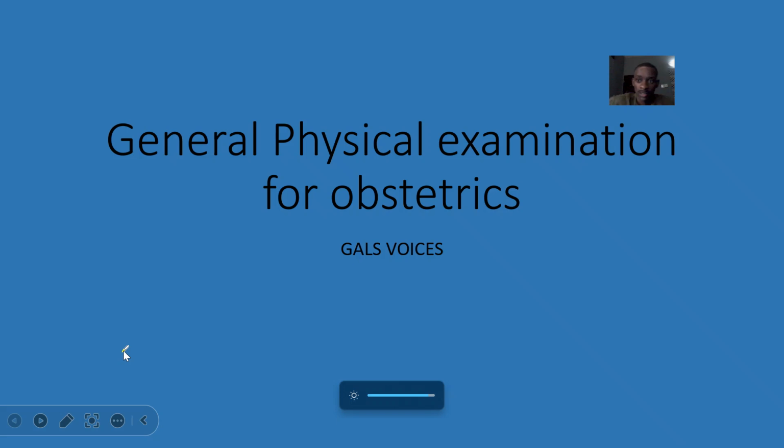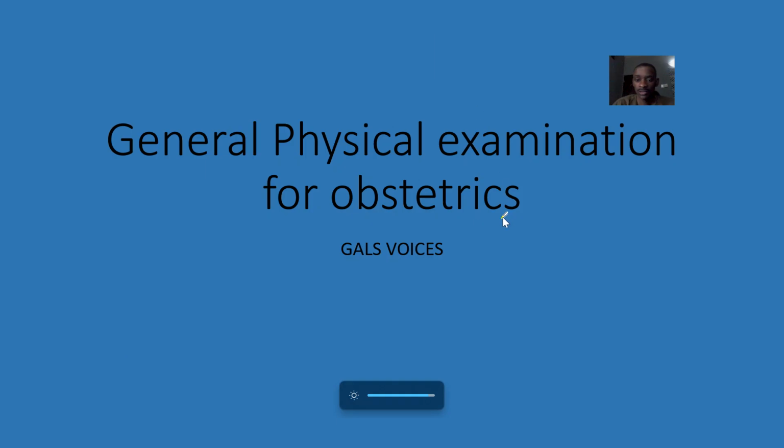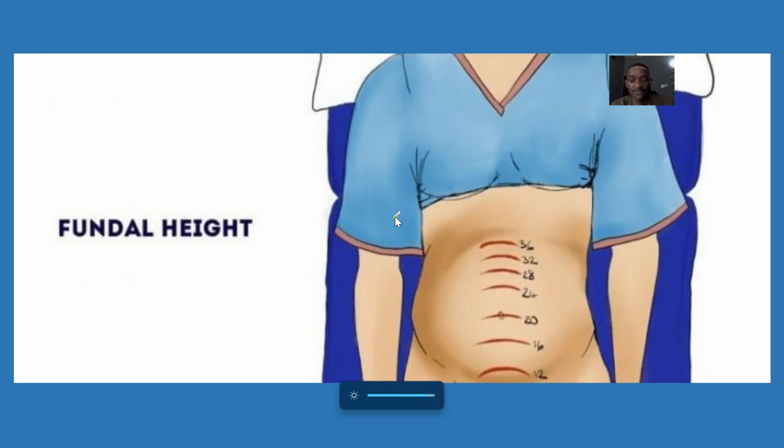Alright, so for obstetrics, I want to talk about the general physical examination. The general physical examination is more like, the patient has told you a lot of things, so you now want to physically look at things for yourself. This can be by inspection, that's just using your eye to observe, and also by touching. So for the general physical examination in obstetrics, these are things you shouldn't miss out.